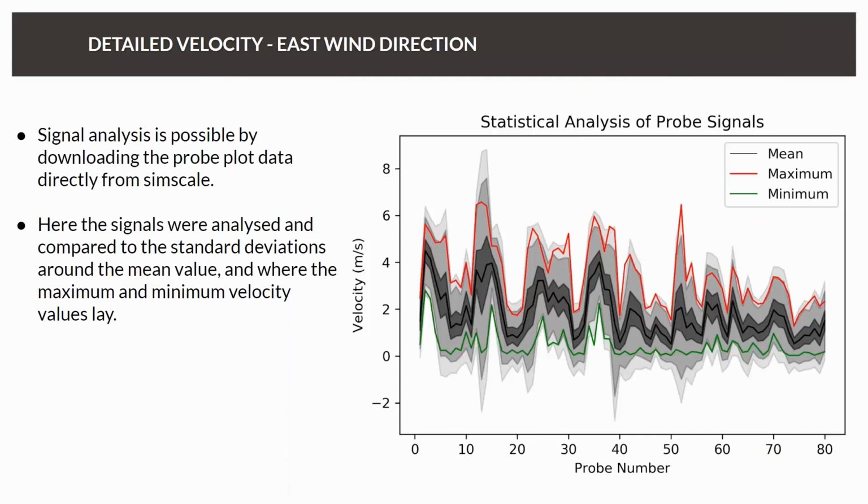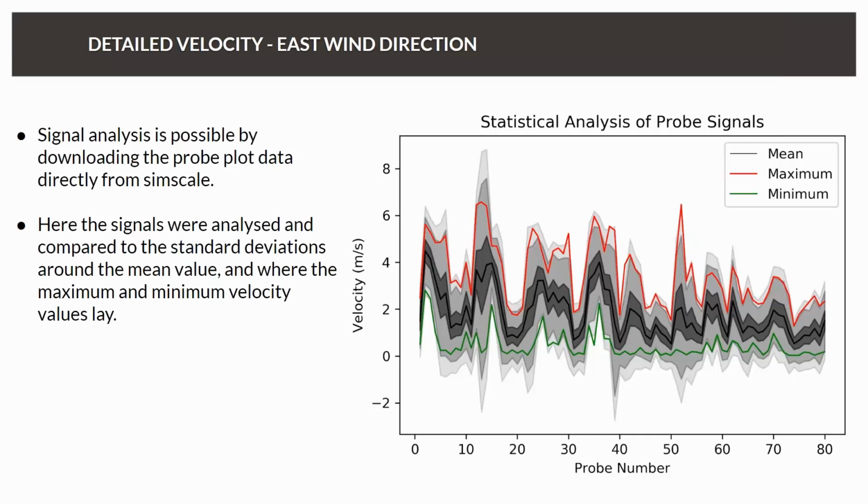And that's presented here. So we've processed these signals for each of the points. We've displayed the mean in black. We've visualized the maximum in red and the minimum in green. And what we've actually done is we've taken the standard deviation, shown in the dark grey colour, and we've put a standard deviation each side, which is pretty cool. You wouldn't be able to do that with a steady state solver.